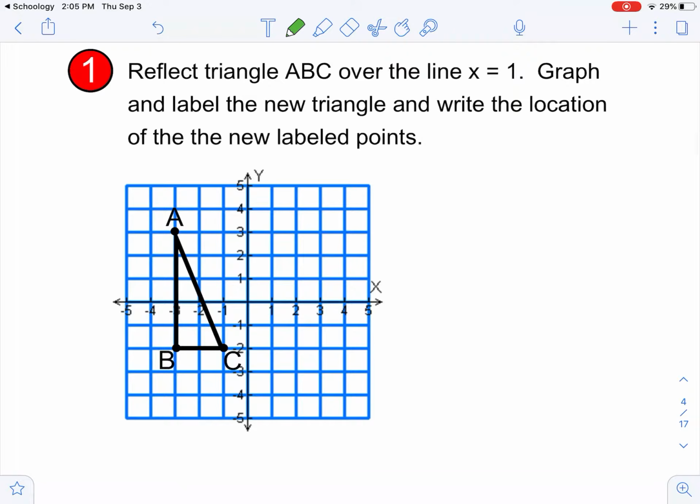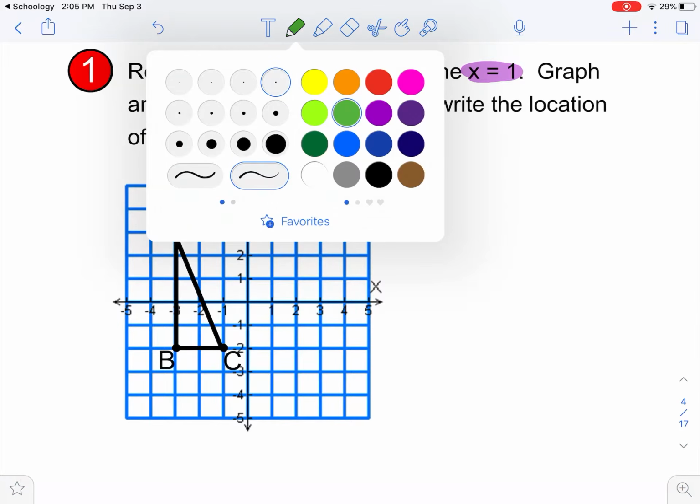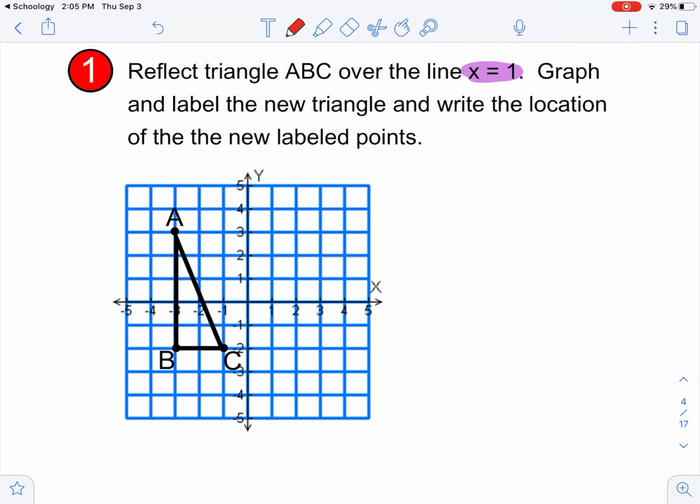All right, let's get into some examples here. This says reflect triangle ABC over the line y equals 1. Graph and label the new triangle and write the location of the new labeled points. So I'm going to start by graphing y equals 1. Now, y equals 1 is not part of the triangle. So you should be graphing it with a dashed line. When you put in solid lines, you're saying that's part of your answer. So I'm going to graph x equals 1. X, Vux, right? Vertical lines. So I'm going to draw a vertical line, a dashed line that is, at x equals 1.